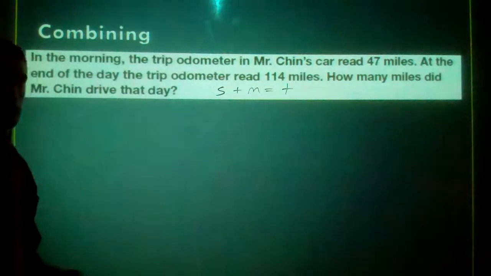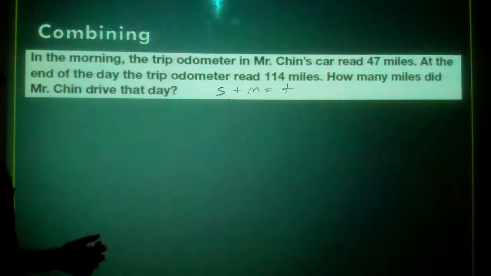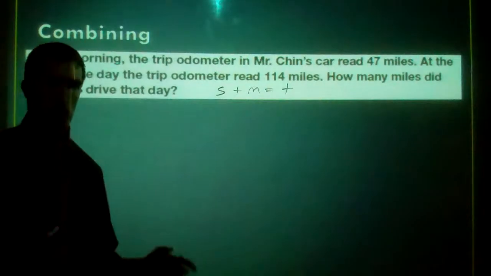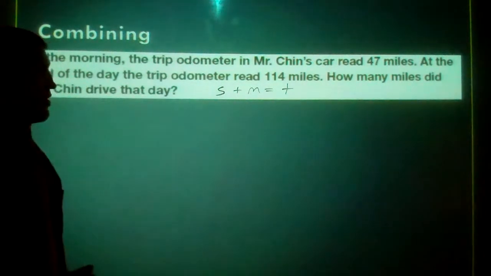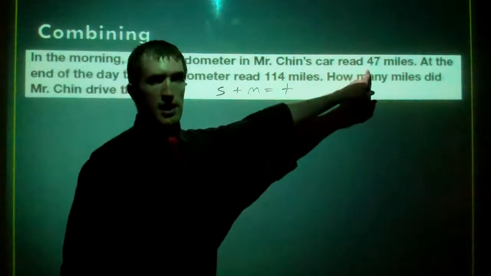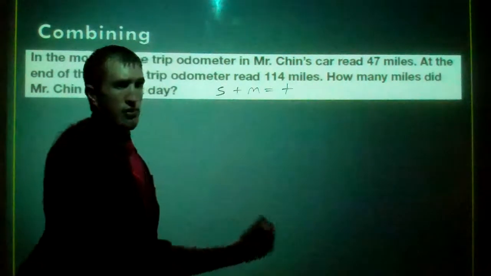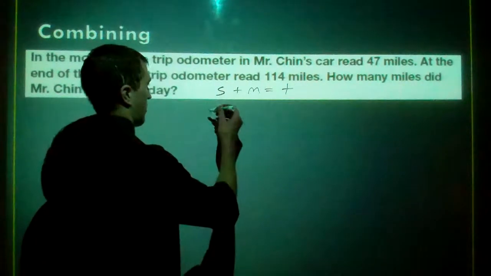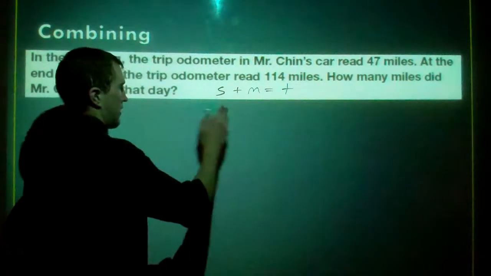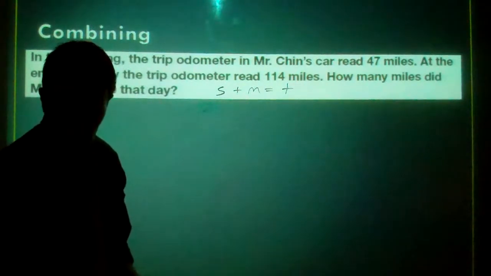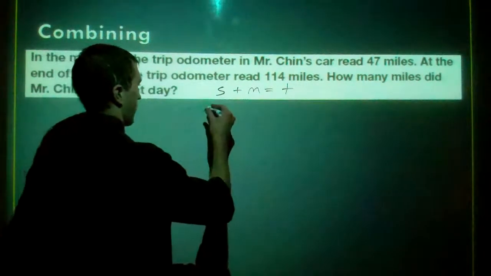Now we have to look at the numbers that were given to us. 47 miles, that's what he read as soon as he got in the car. That's your starting amount. He started his day at 47 miles. He didn't travel that far that day. That's just what he started at. That's right here. So, 47.